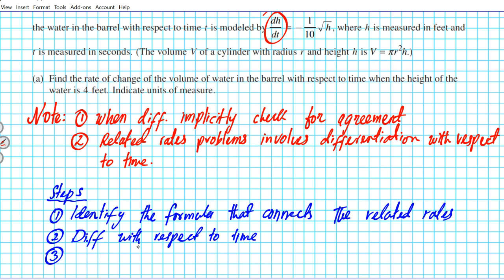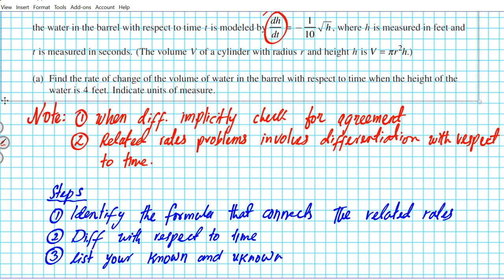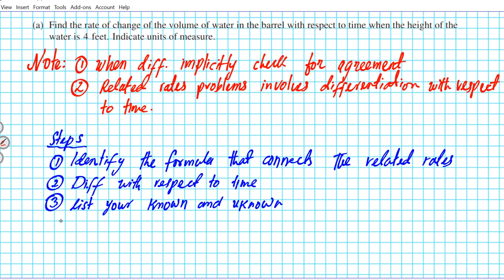And then when you're done differentiating with respect to time, you're going to list your knowns and unknowns. And then after that you're good to go. It now becomes an algebra problem, okay? So when you list your knowns and your unknowns, lastly you just substitute and solve. So step number 4, you substitute and solve. All right, let's go ahead and do it.